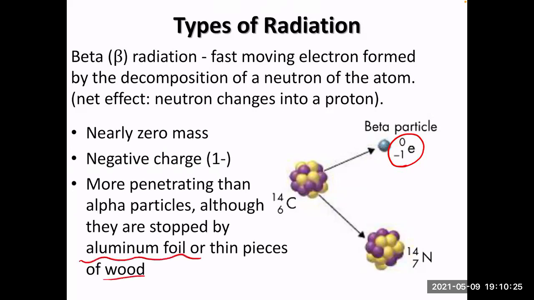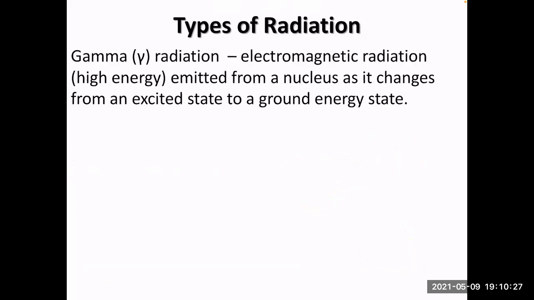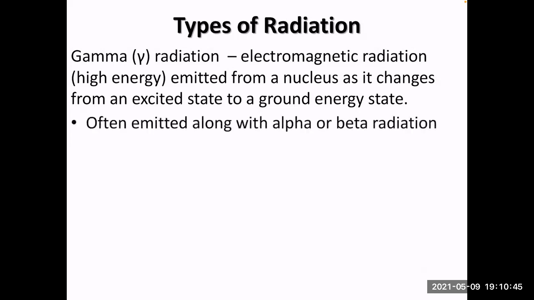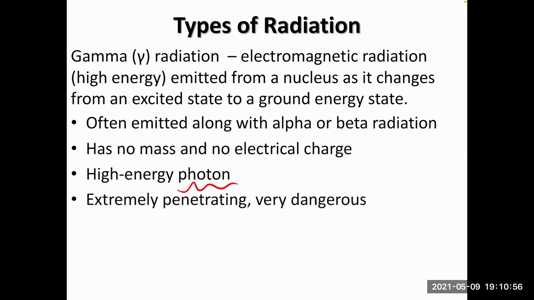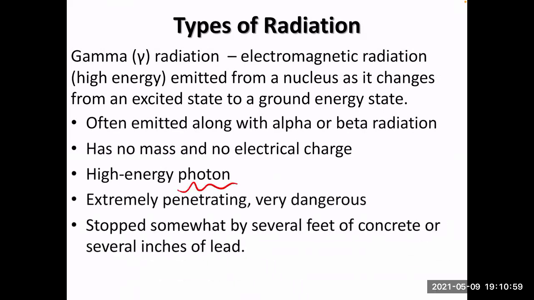Now, gamma radiation is a little bit more dramatic, I should say. It is electromagnetic radiation, high energy, that is emitted from the nucleus as it changes from an excited state to an energy state. It is often emitted with those alpha and beta particles, those bigger particles, but it has no mass and no electrical charge. It is a high energy photon. So it is extremely penetrating and very dangerous. It is somewhat stopped by several feet of concrete or several inches of lead.